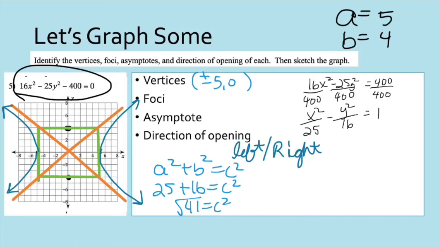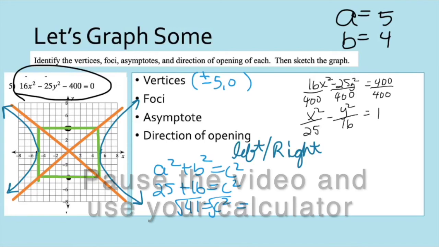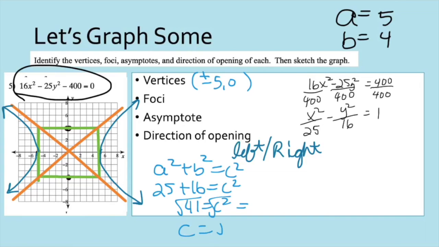We're going to take the square root of both sides. We'll get plus or minus the square root of 41. The square root of 41, we're going to put that into our calculator. Pause the video now and put that into your calculator and find what the square root of 41 is. I got 6.4, and so we're going to come over here and find that 6.4 value. I'm going to put a dot on each end, 6.4.